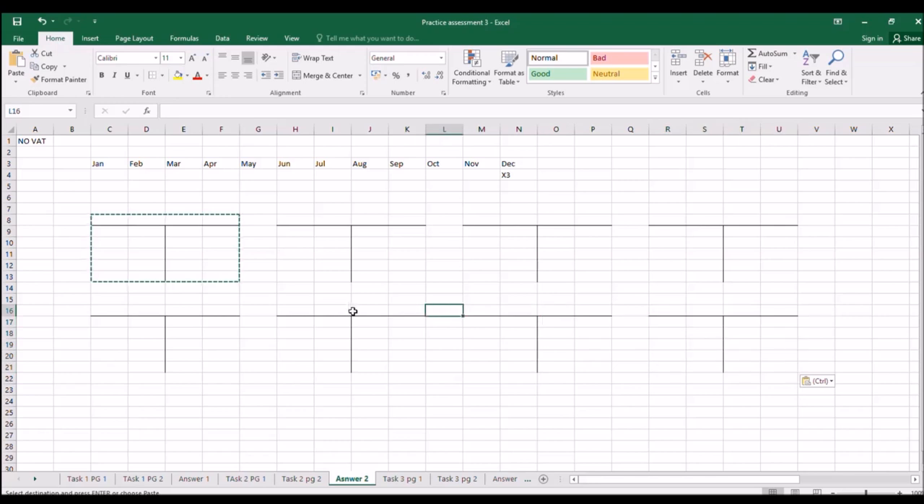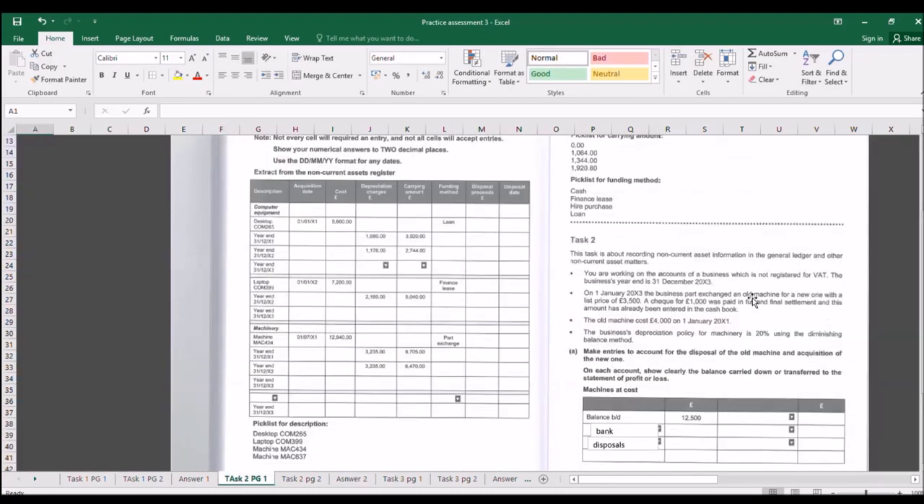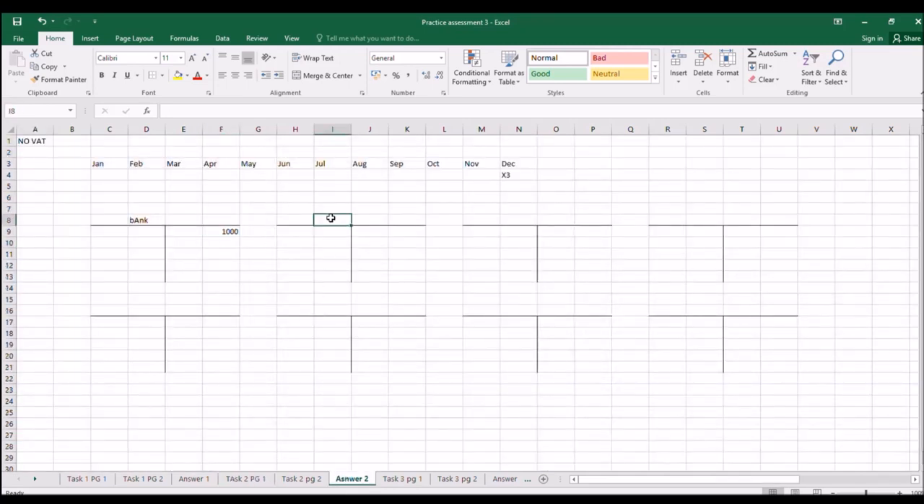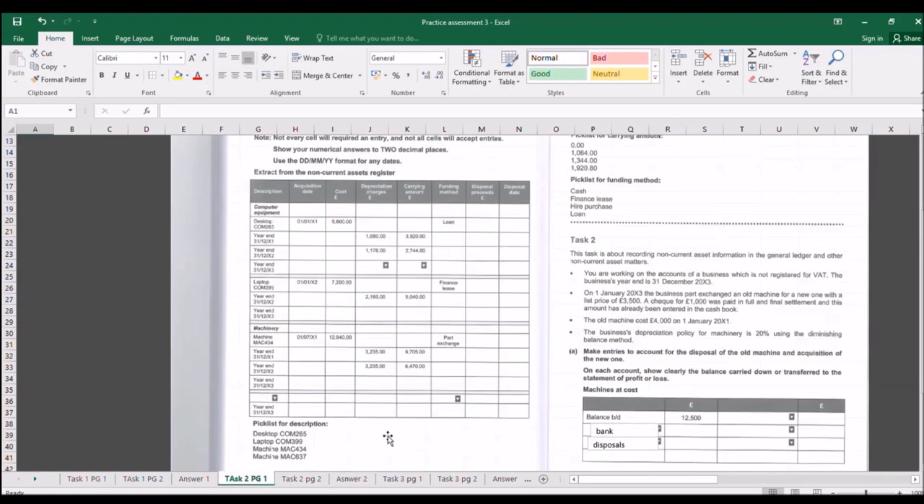Okay, so we've got some T accounts. So what did we do? There was a bank payment, wasn't there, of 1,000. And then what else did we do? New machinery. So there's a machinery cost, 3,500. So that's what we acquired. That was its value.